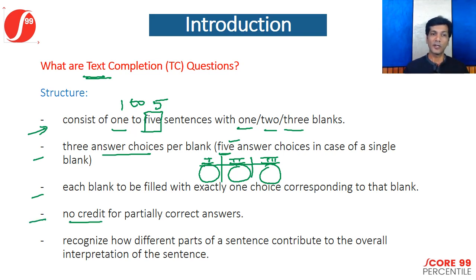Each blank to be filled with exactly one choice corresponding to that blank. Again, no credit for partially correct answers, which means you have to get in a three blank question all the three answer options correct. Only then will you get credit for that particular question.